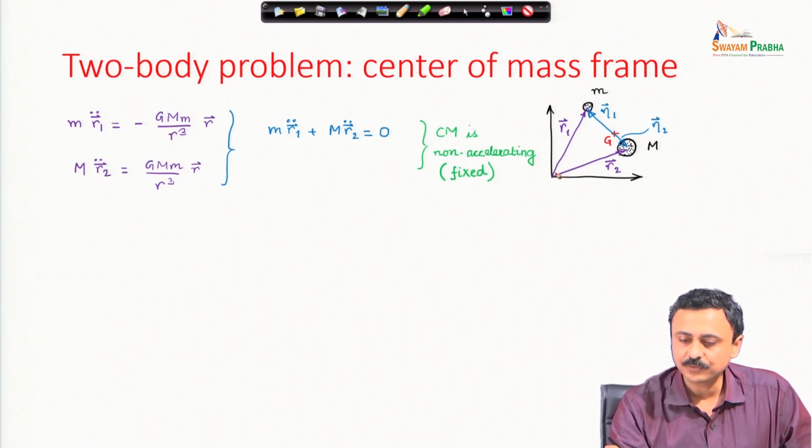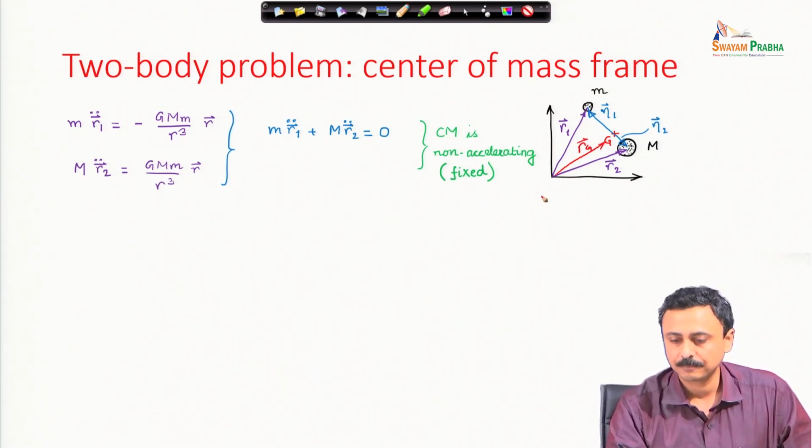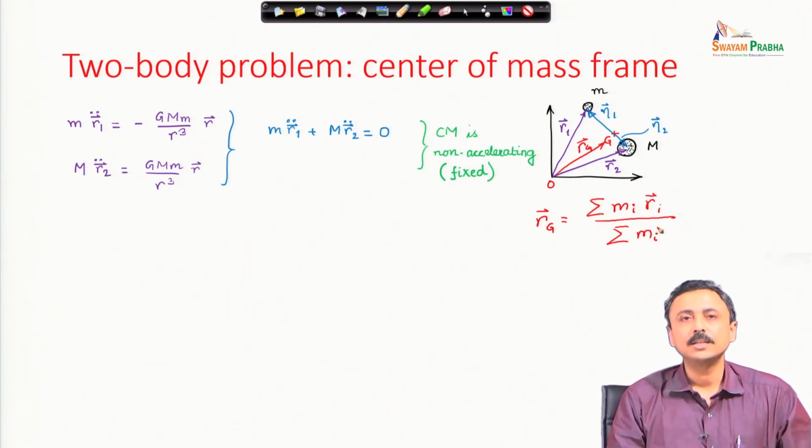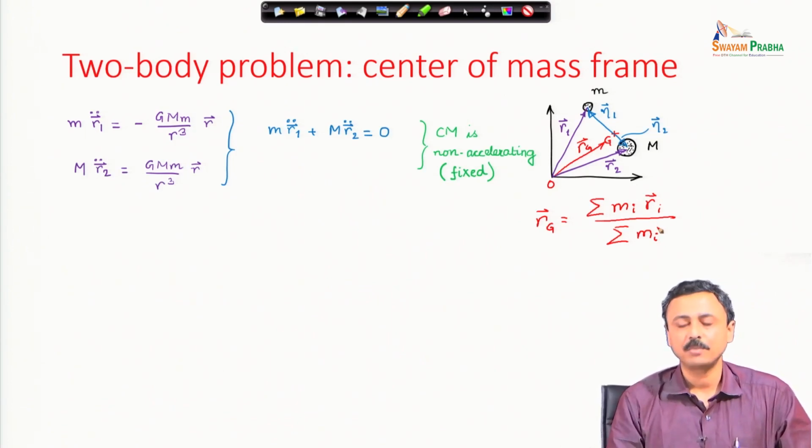Suppose in this figure I would like to represent rg, the position vector of the center of mass. From this origin to the center of mass, this vector is rg. Then how do you define the rg vector? It is defined as the summation of mi ri vector by the summation of mi. This is how the position vector of the center of mass is defined.